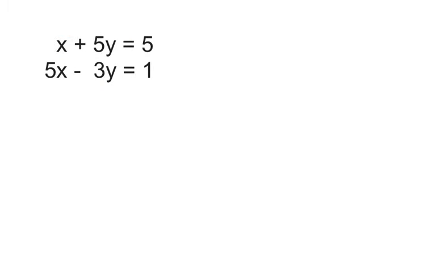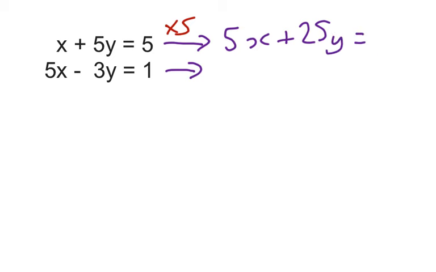Here we've got another example, but this time we're going to multiply to make the x's the same. So in the same way, we've got to make the x's the same, so we need to multiply the first one in this case by 5. And that gives us 5x plus 25y equals 25. And 5x minus 3y equals 1, because we don't need to do anything to the bottom equation.